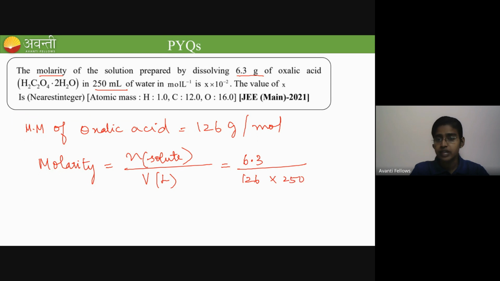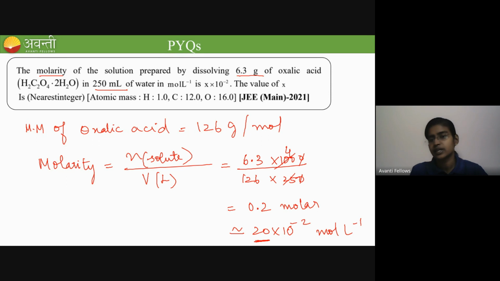So it is 250 divided by 1000, right? So that 1000 goes to the numerator. If we solve this, we will get 6.3 into 4 divided by 126. It is equal to 0.2 molar. Or I can write it as 20 into 10 to the power minus 2 mole per liter. So here the value of X is 20. Okay. Again, the same molarity substitution. Got it? Now moving on to one more question.